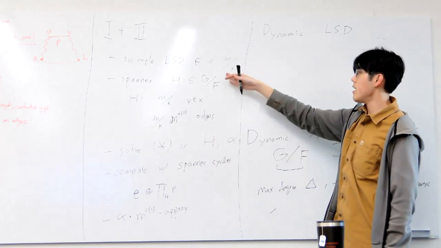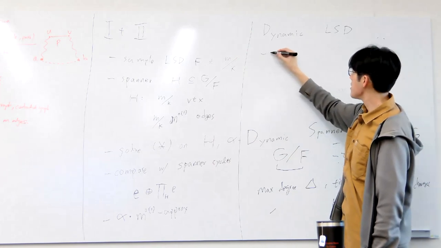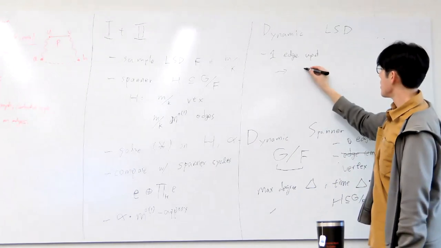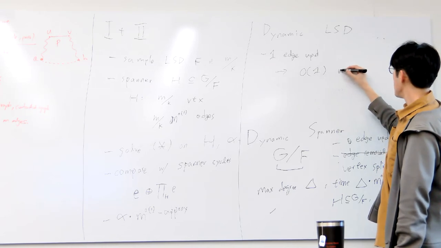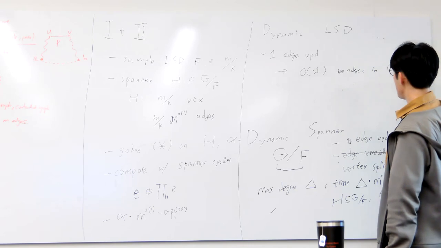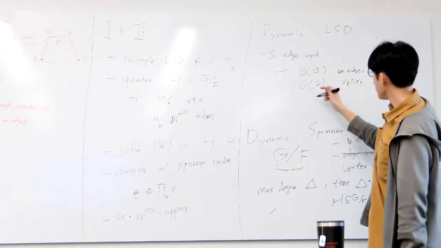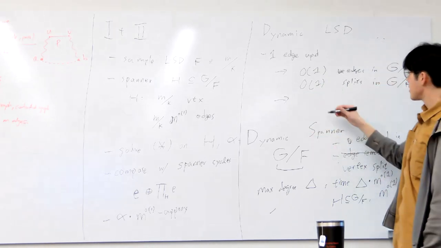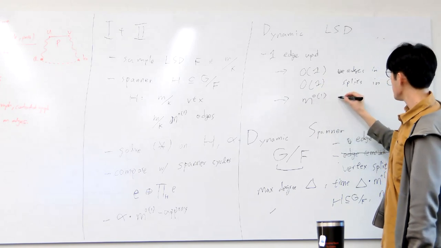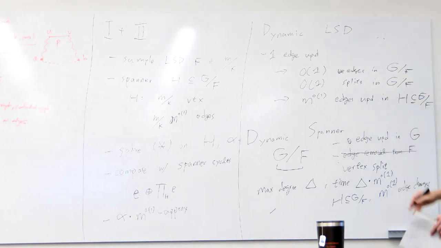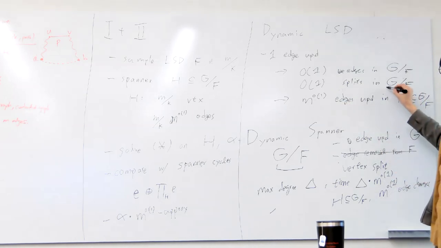In this LSD, every time one edge updates, that creates a constant number of edge updates in G over F and one vertex split in G over F. Every one of these splits is handled by the dynamic spanner data structure, which corresponds to n to the small o of 1 edge updates in the spanner of G over F. But every one of these increases the number of vertices in G over F by one.